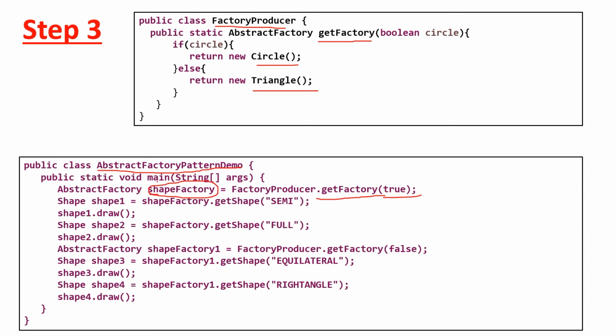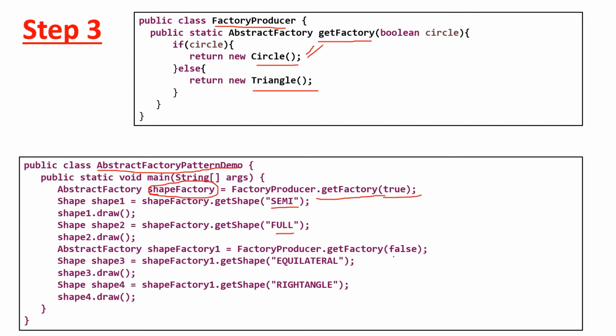Now can you assume what this object shape factory will contain? This will contain the circle one, because you are passing it true, and the circle is going to be true here, and it is going to create a circle object. Once you create that circle object, circle.getShape, if you pass semi, it will create a semicircle object, and if you pass it as full, it is going to create a full circle object.